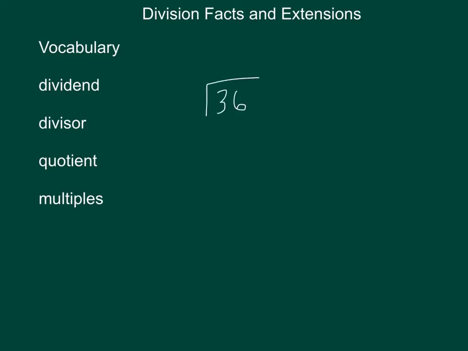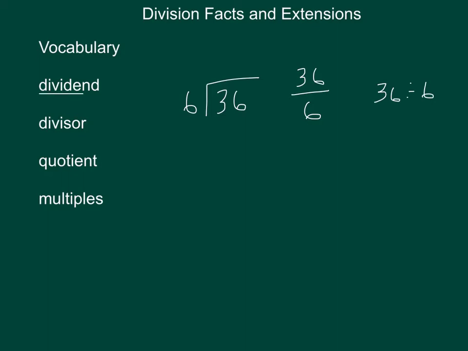36 divided by 6, 36 divided by 6, and 36 divided by 6. All three of those are different ways that you can write division problems. Fractions are also division problems. We'll talk about that a lot this year. So let's go with some of these words here.